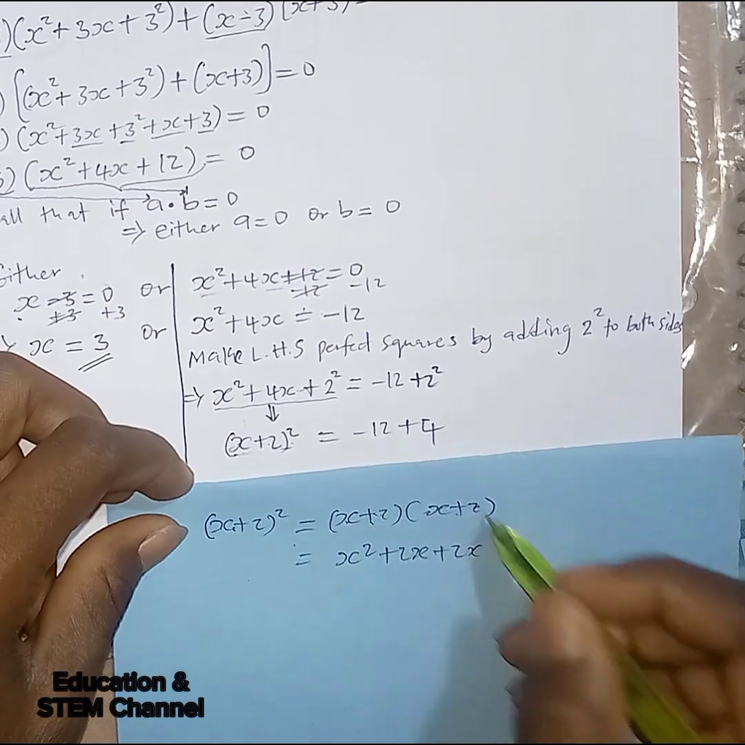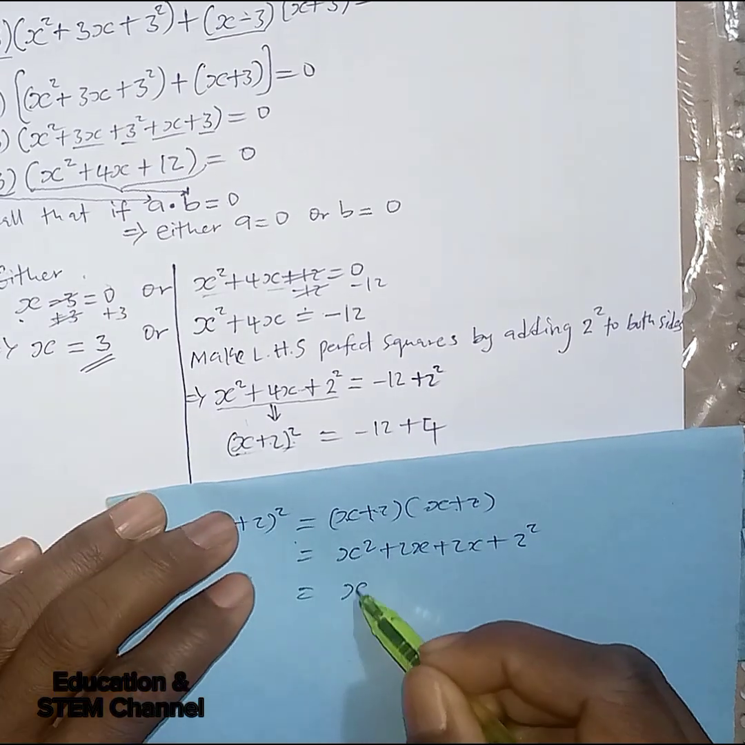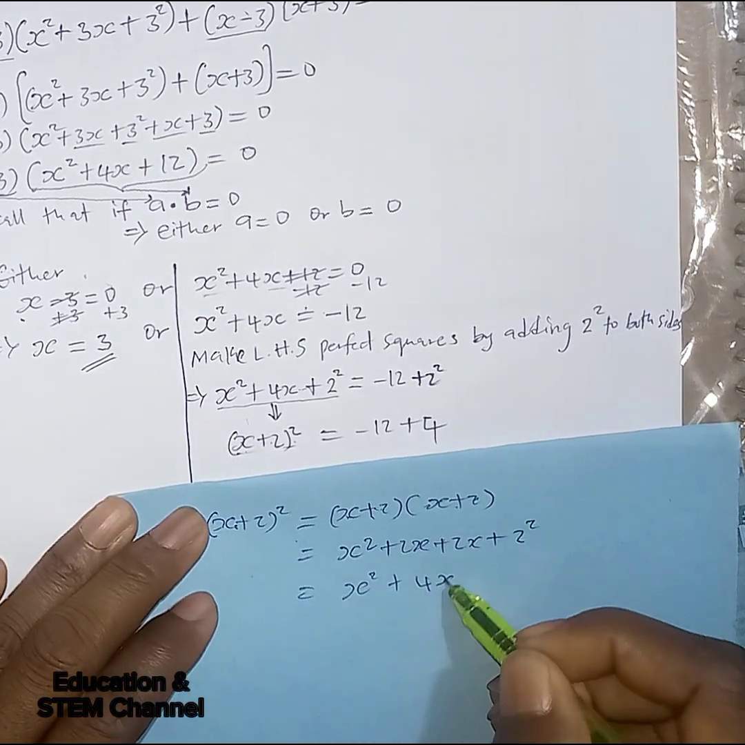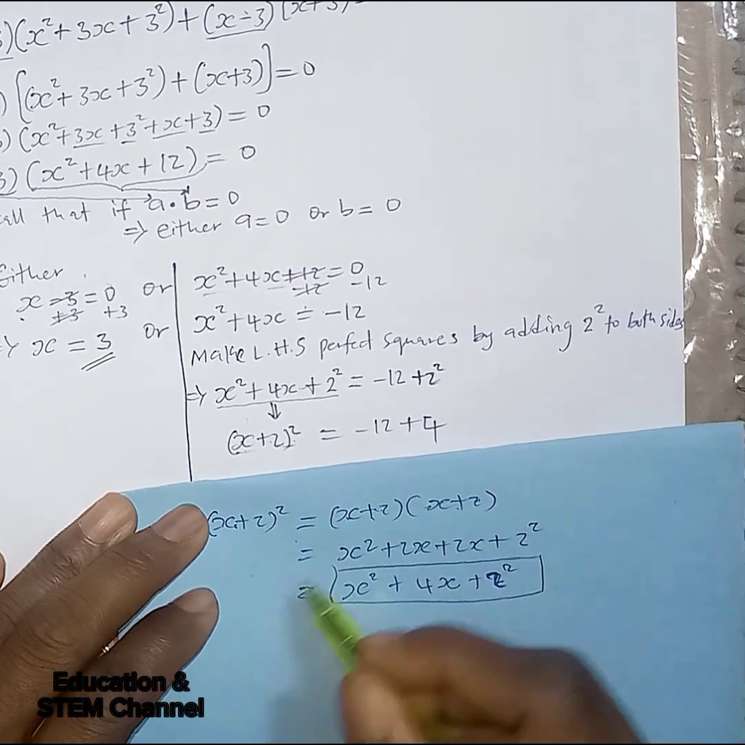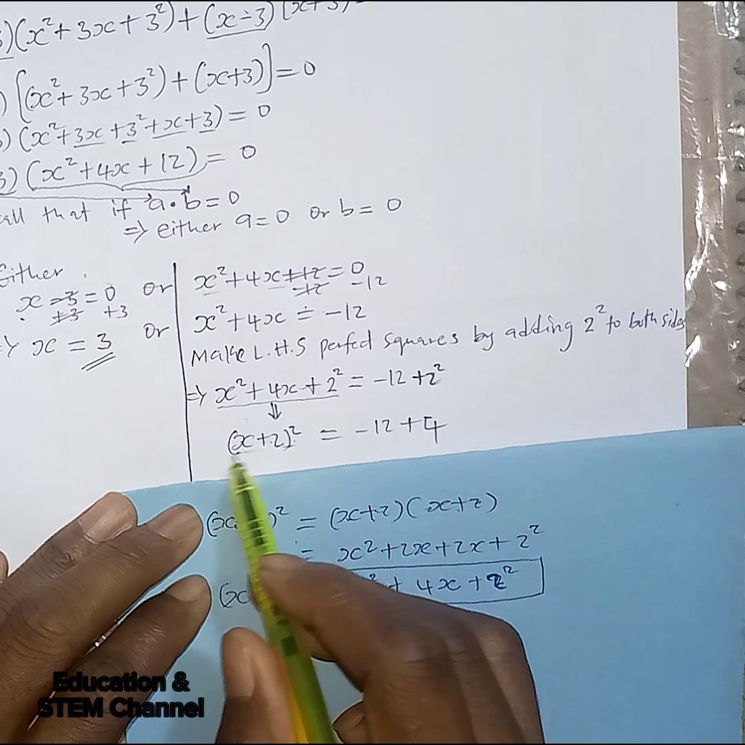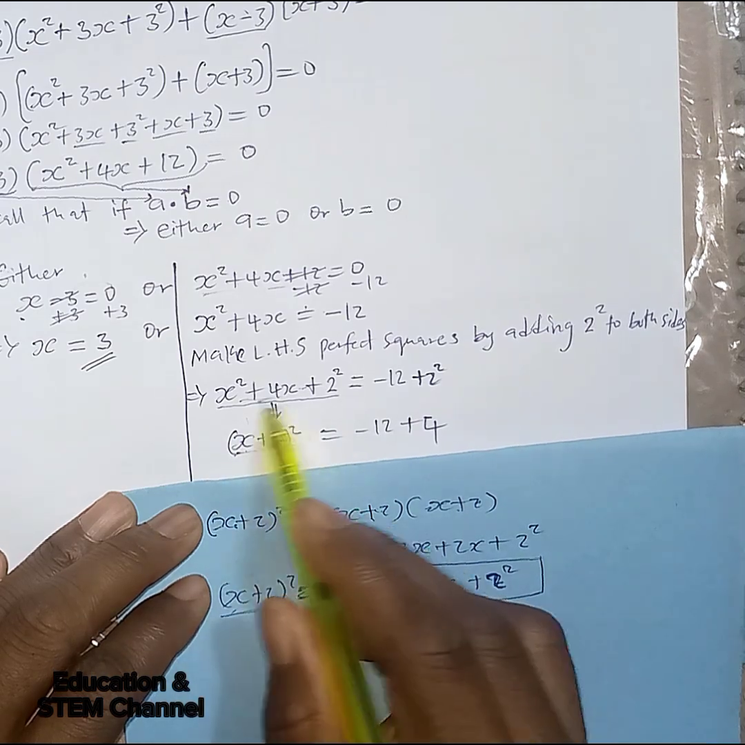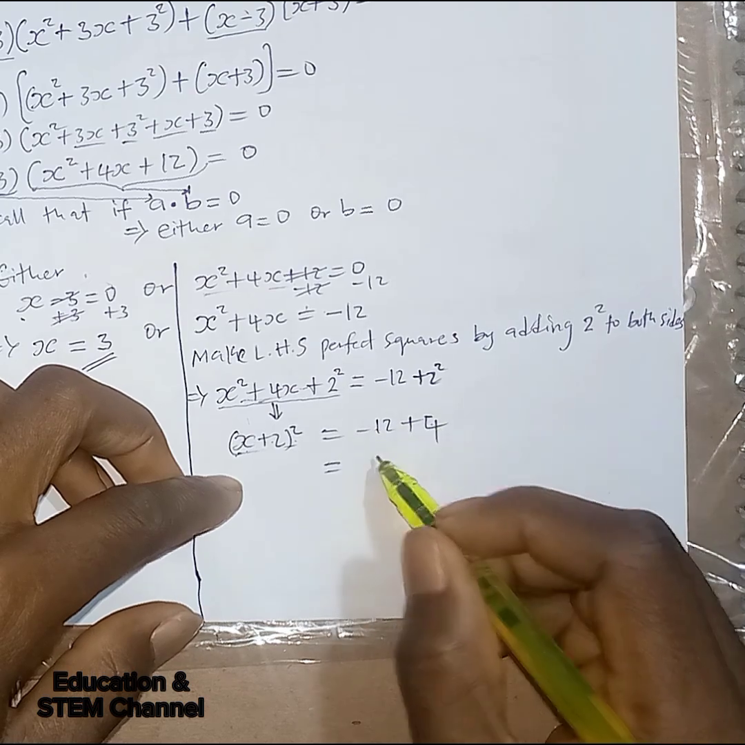Look at it. x plus 2 all raised to the power 2 is the same thing as writing x plus 2 in 2 places multiplying each other, of which if you expand it, you will get this x squared plus 4x plus 2 square, which is our original left hand side. So that's it. You can see now. So now we proceed.